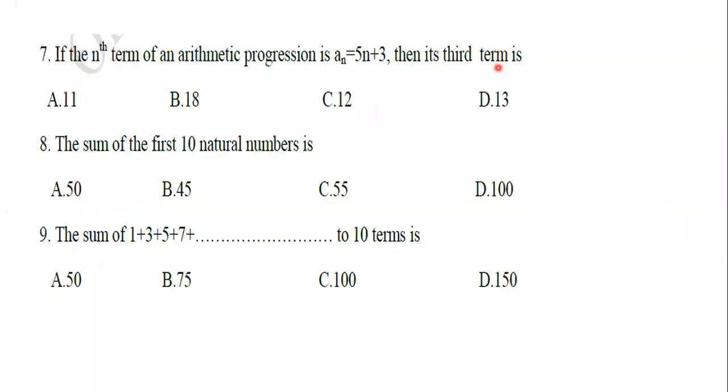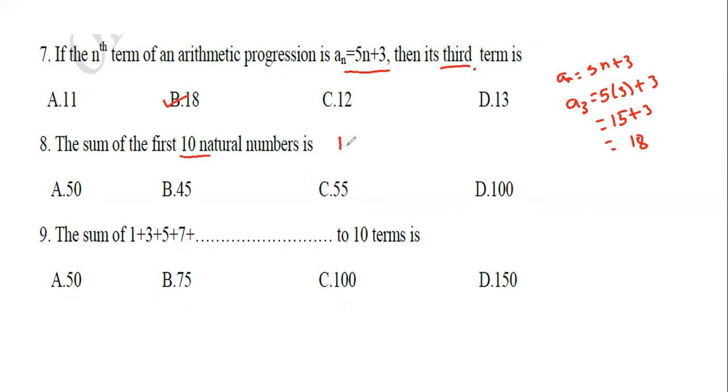Next sum. If the nth term of the arithmetic progression is an equals 5n plus 3, then the third term is dash. You need to find out the third term. So here an is equal to 5n plus 3. Find a3. a3 is equal to 5 into 3 plus 3. 5 threes are 15 plus 3, which is equal to 18. So which option is right? Option B is correct.